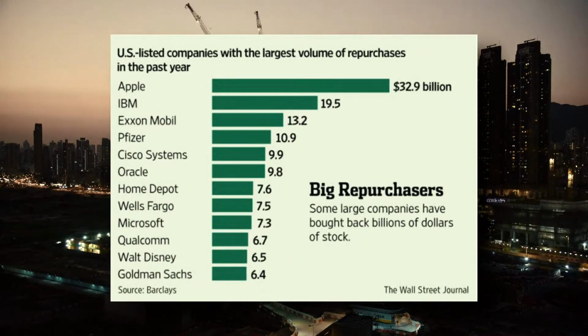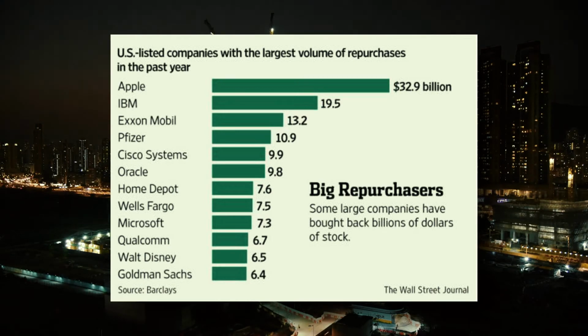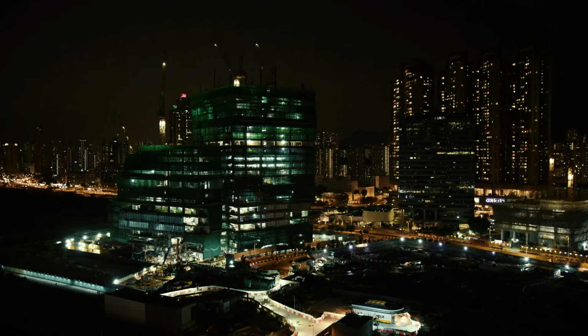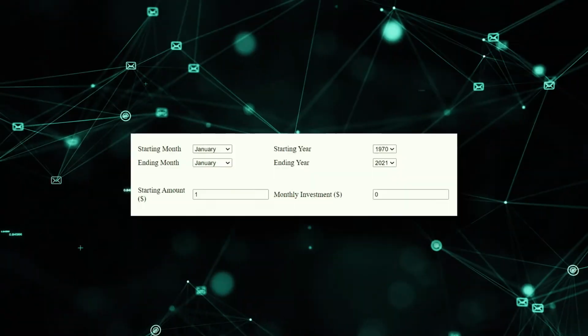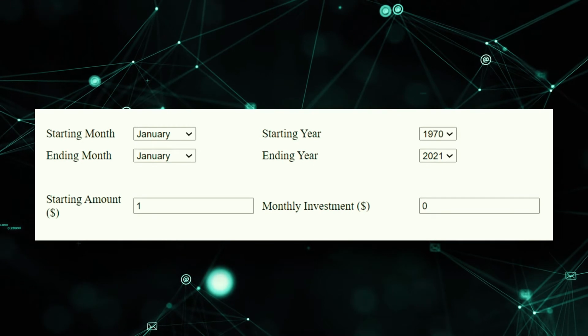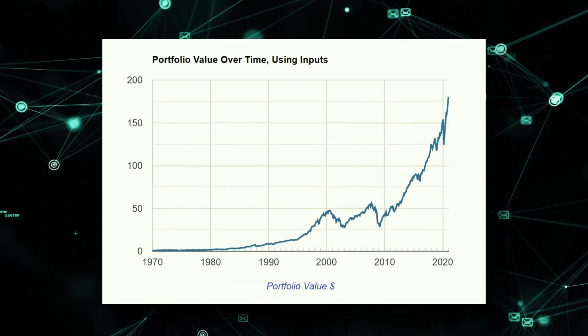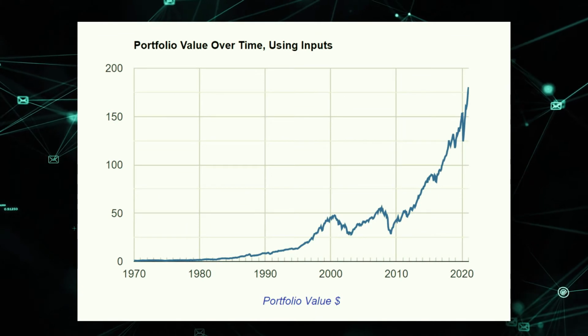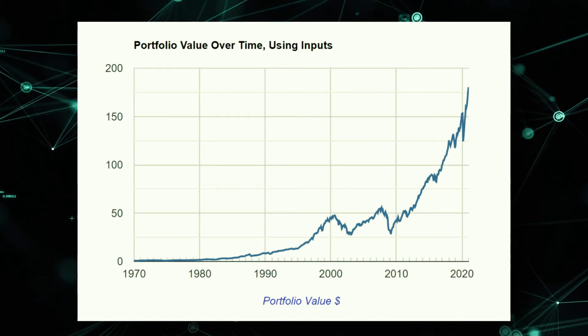Companies will also engage in share repurchases, increasing the relative worth of each share held. The compounding impact of stock investing is created by all of this, as well as the organic expansion of enterprises. If you invested $1 in the S&P 500 in January 1970, you would have had a total return of $182 by 2020. The rate of growth grew substantially in the subsequent years, as can be shown.